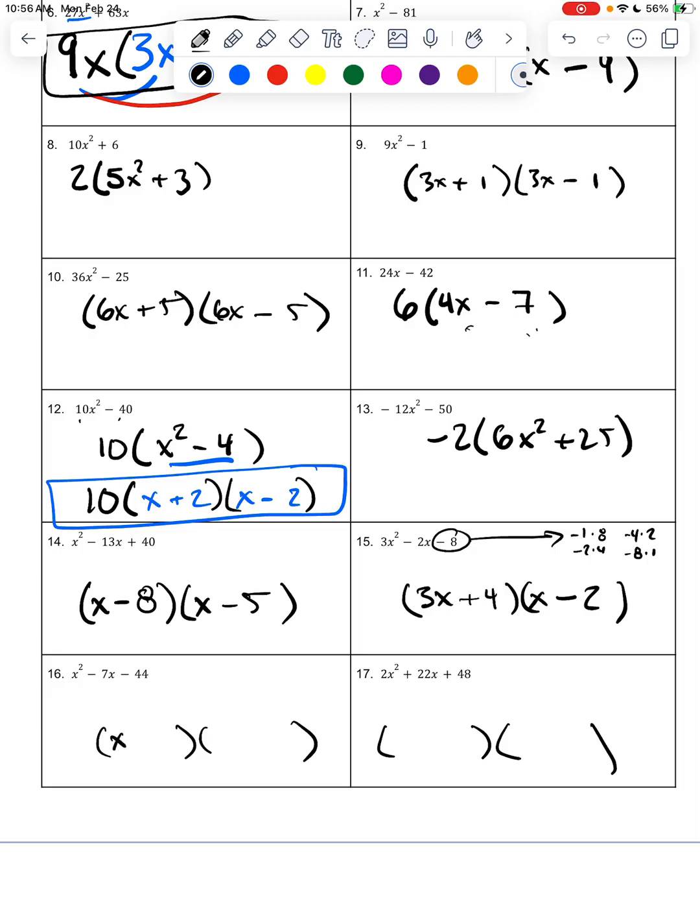16. X times x is x squared. To get negative 44, I'm going to go negative 11 and positive 4. If you do a different combination, you're going to get a positive 7x, and that's about all you can do on this one.